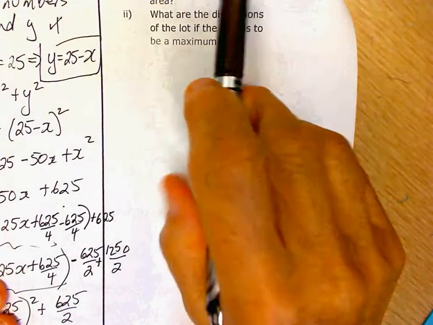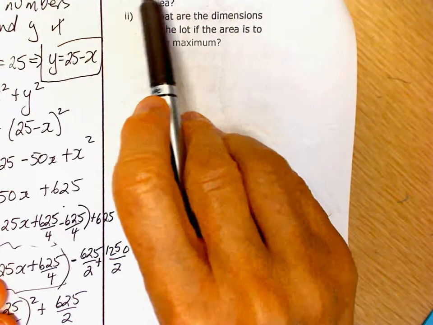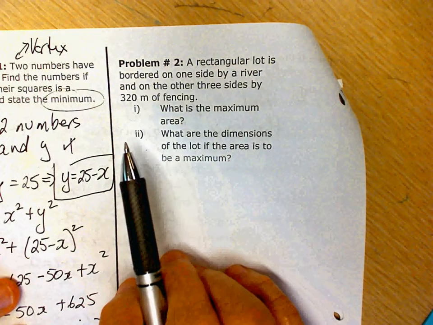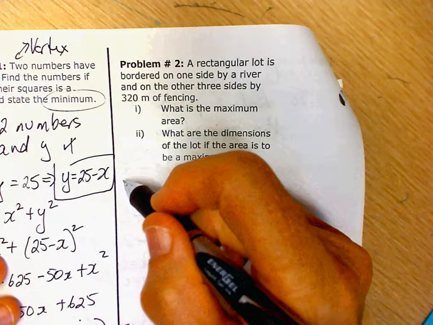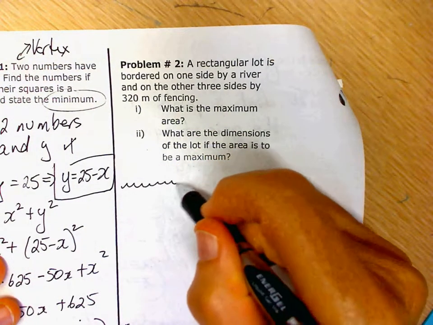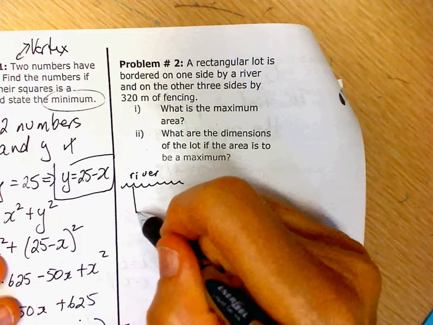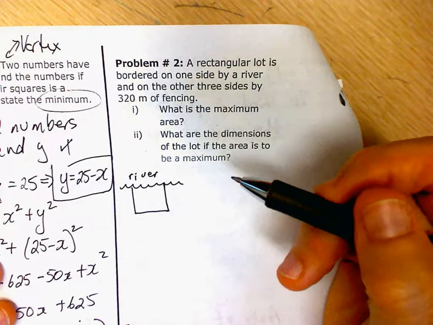A rectangular lot is bordered on one side by a river and on the other 3 sides by 320 meters of fencing. What is the maximum area? Okay, so we have a river. All they're trying to tell you is that only 3 sides require fencing because of the river.